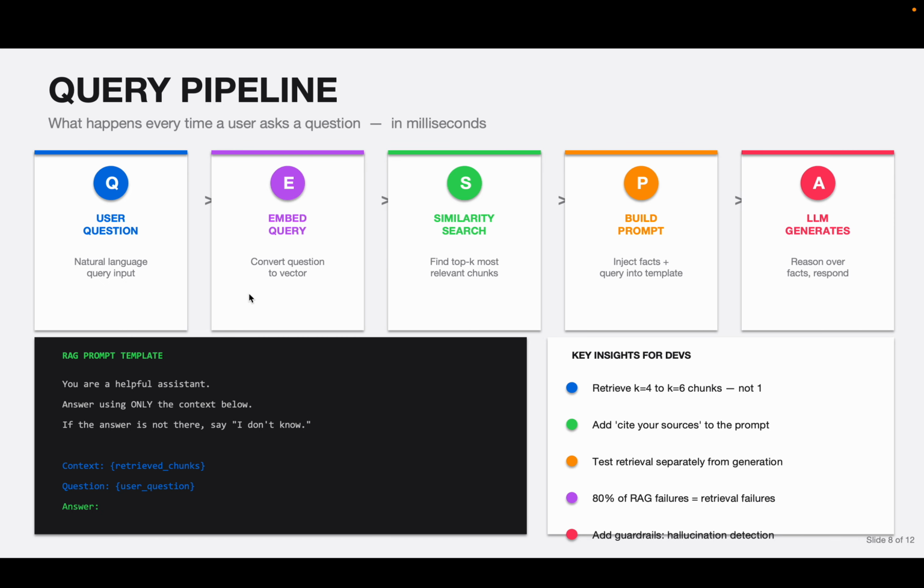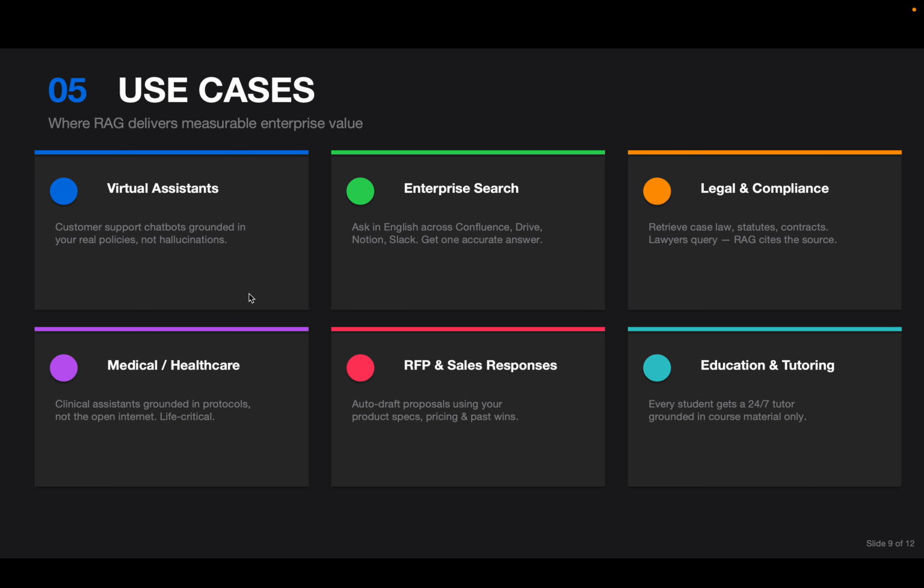Now let's talk about the query pipeline, right? Query is the question you ask, like ChatGPT, the same natural language query. Then it converts into a vector, then similarity matrix, then injects into the query template, and the LLM generates, right? So this is the simple way, right? Flow diagram.